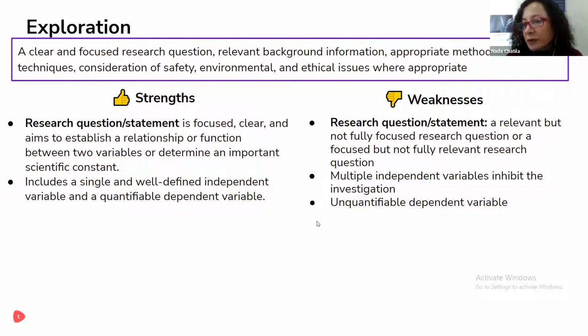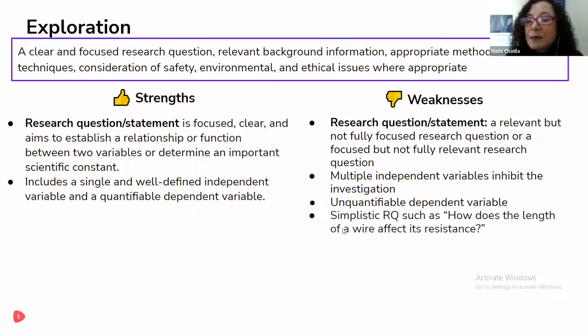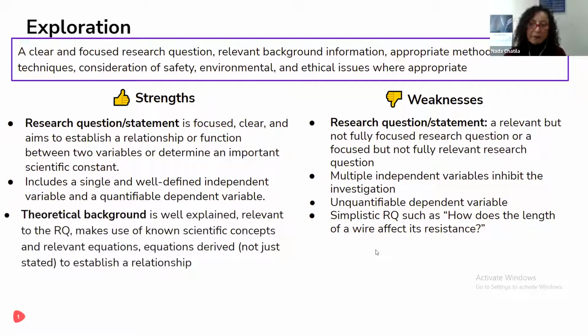An unquantifiable dependent variable dooms the whole investigation because the investigation is quantitative after all. Another weakness is simplistic research questions that are totally undemanding, where we know the outcome already. For example, how does the length of a wire affect its resistance? This is a very simplistic research question.